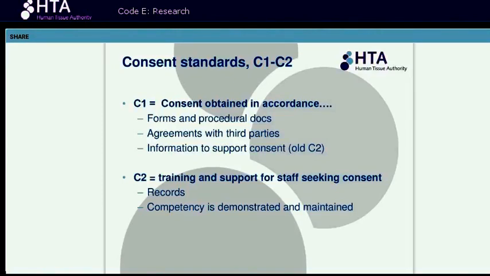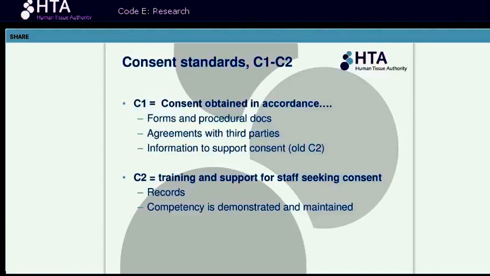C1 is about consent being obtained in accordance with the legal and regulatory requirements, and the standards themselves cover forms and procedural documents, agreements with third parties where consent is being sought elsewhere, and also standards around the information to support the seeking of consent, which was covered previously in our current standards under what was C2. The new C2 is a bit like the old C3, which is about training and support for staff seeking consent, and the standards there will cover staff training records and that staff competency is demonstrated and maintained.